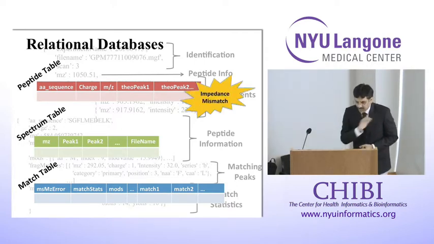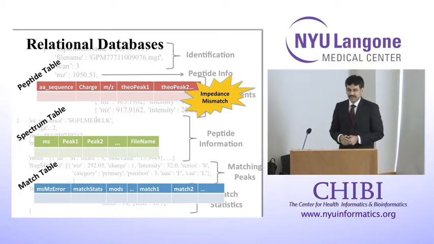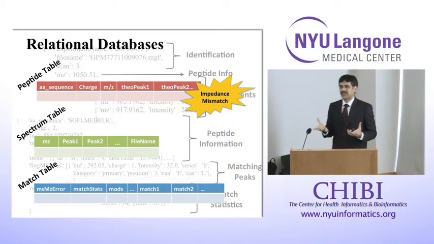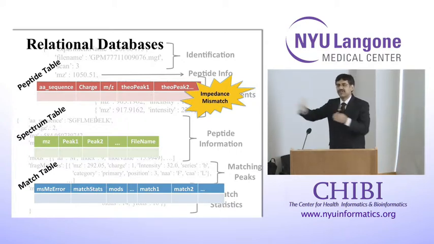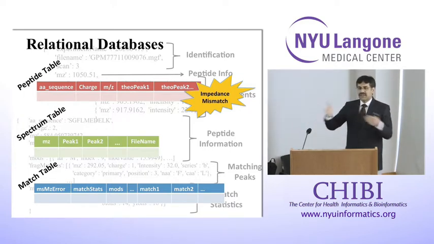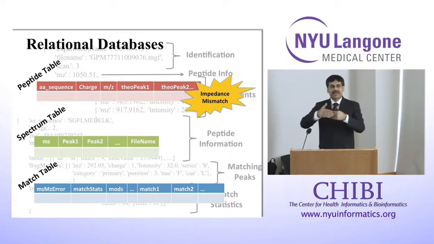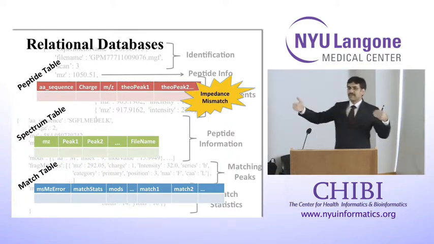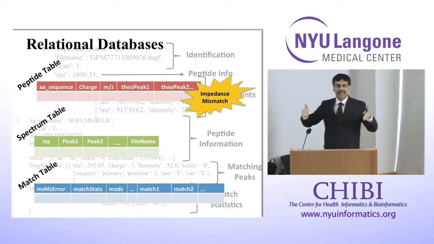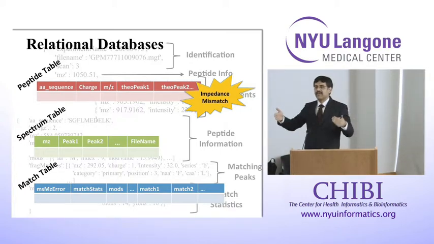Now, there are 2 problems with this kind of approach. One is called impedance mismatch. We saw that there was rich structure in all our data, right? We had a list of theoretical fragments, a list of observed peaks. So there are lists and dictionaries of things. Different peptides can have different lengths, so they can have a different number of theoretical fragments. Different spectra can have different numbers of peaks. So there's non-uniform data, right? If you put everything in tables, you need to predefine how many columns you want. Storing non-uniform data, you need to do awkward things with relational databases.